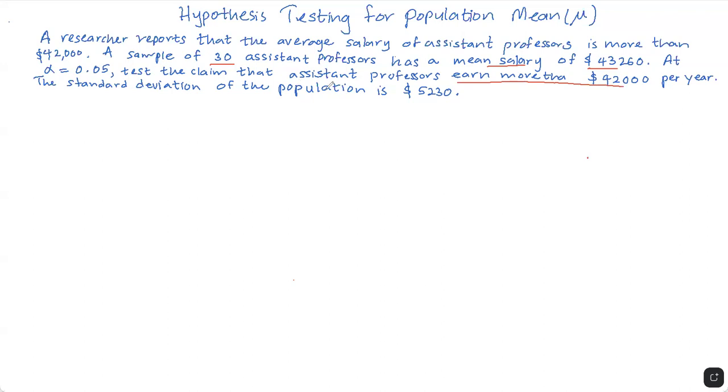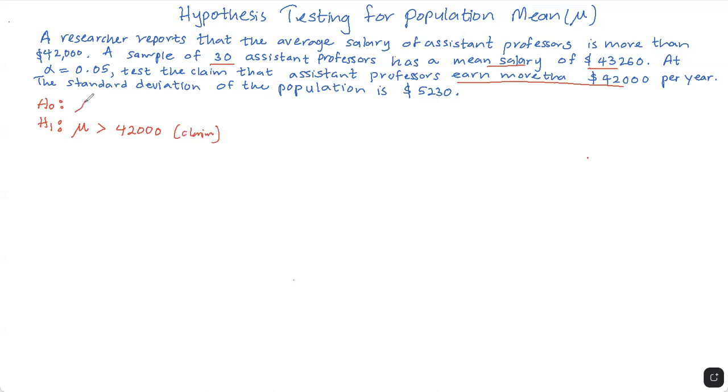The standard deviation of the population is $5,230. So let's identify the claim in this hypothesis testing. Test the claim that the assistant professors earn more than 42,000 per year. So let's write the null hypothesis, which is H naught, and the alternative hypothesis. The alternative hypothesis is the claim here. The claim is more than 42,000. So we are looking at the mean, which is mu greater than 42,000. So this is your claim.